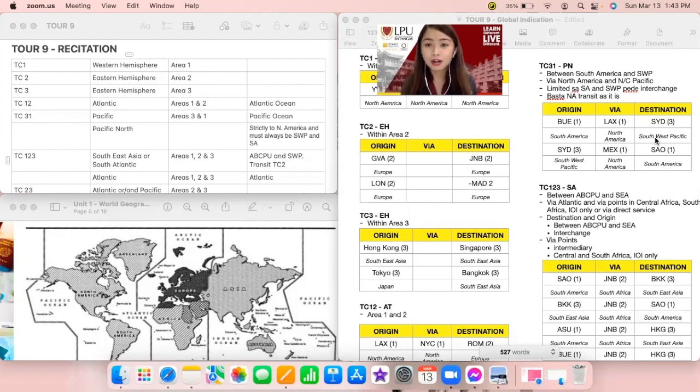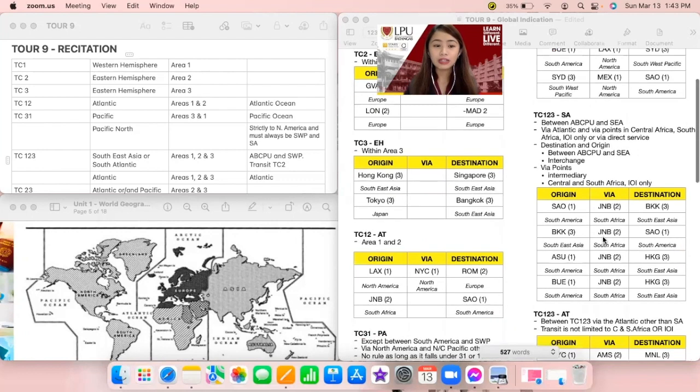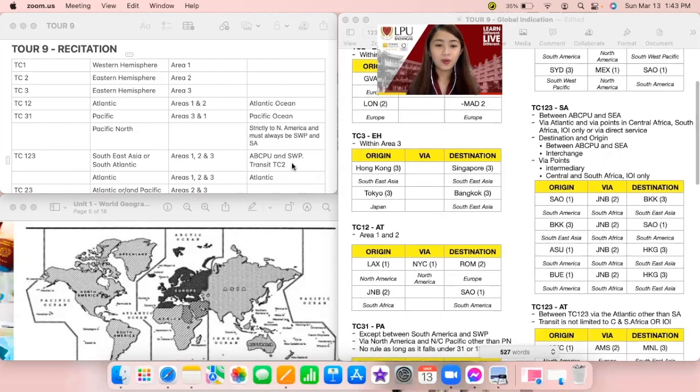Yun lang siya, maglalaro lang siya sa Southwest Pacific to South America or South America to Southwest Pacific, and intermediary point niya is North America. So, TZ1 and 1, 2, 3, for Southeast Asia or South Atlantic, we have here areas 1, 2, and 3. But the origin and destination is strict din siya sa ABCPU countries.